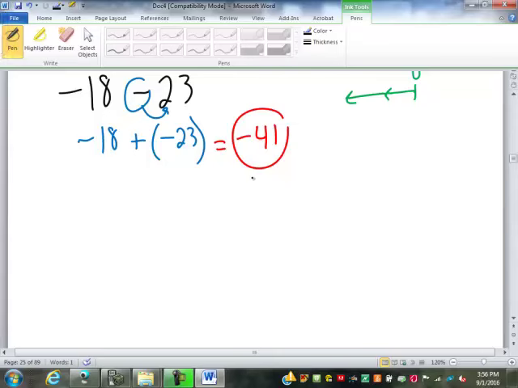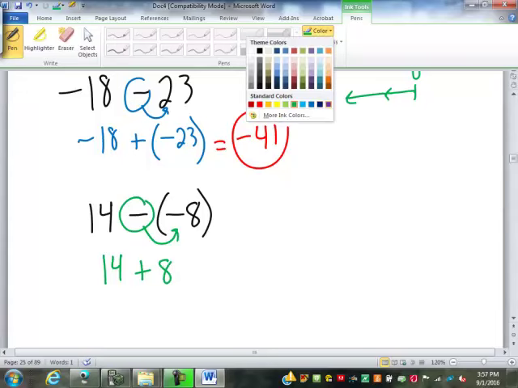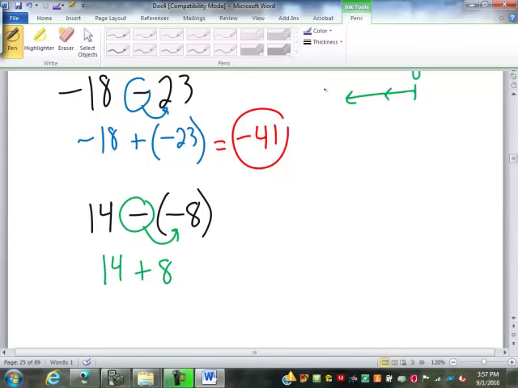Where subtraction gets really tricky is when we run into something like this: 14 minus a negative 8. Now the 14 doesn't change. The first number always stays the same. This symbol is telling us to add the opposite of that. So we're going to add, what's the opposite of negative 8? Positive 8. So 14 minus a negative 8 becomes 14 plus 8. So I don't even need to draw the picture. 14 plus 8, that's 22.